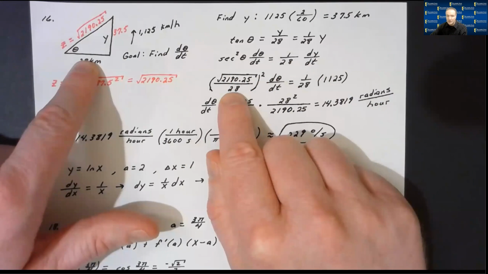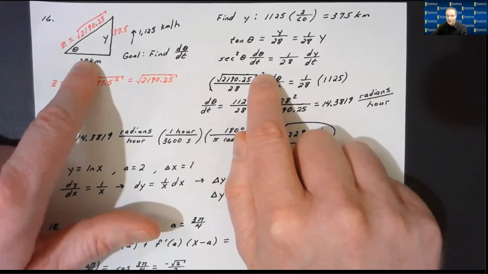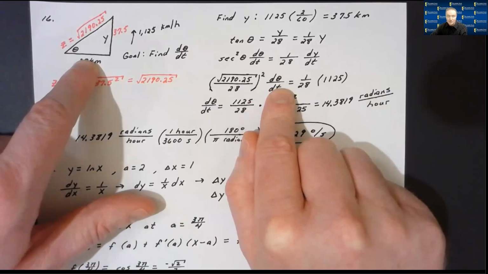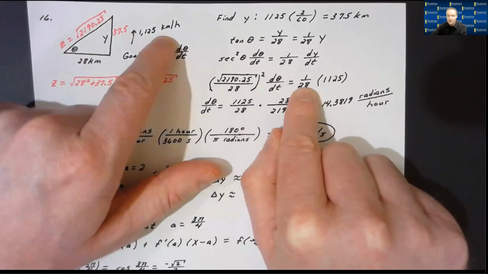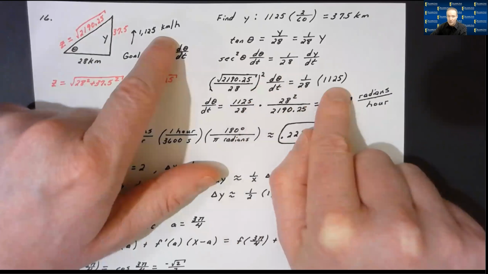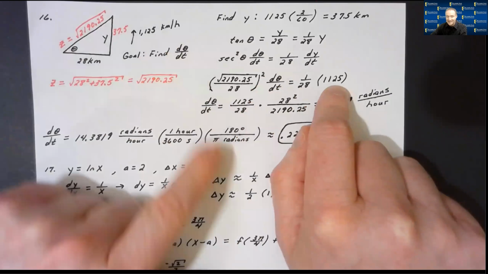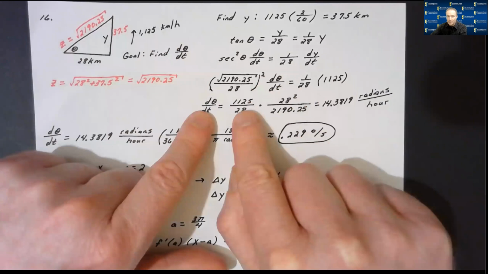Hypotenuse over adjacent, since it's secant squared, I have to square that group. This takes care of my secant squared theta. Now d theta dt is what I'm looking for. On the right-hand side, I had 1/28 times dy dt, and I know dy dt, it's increasing at a rate of 1,125 kilometers per hour. So d theta dt is going to equal that 1125 over 28.